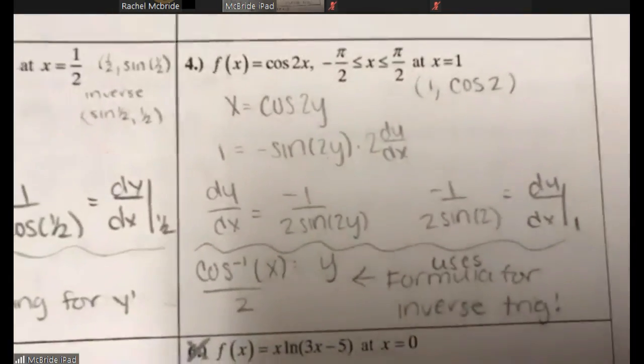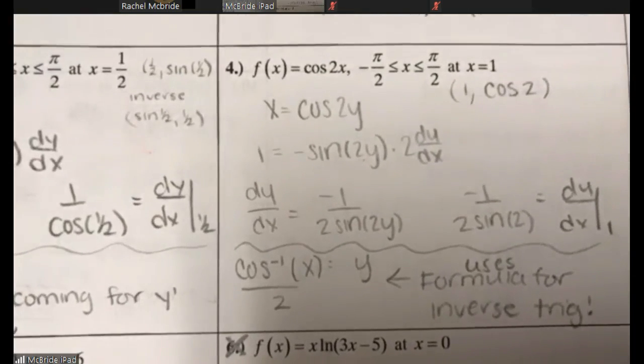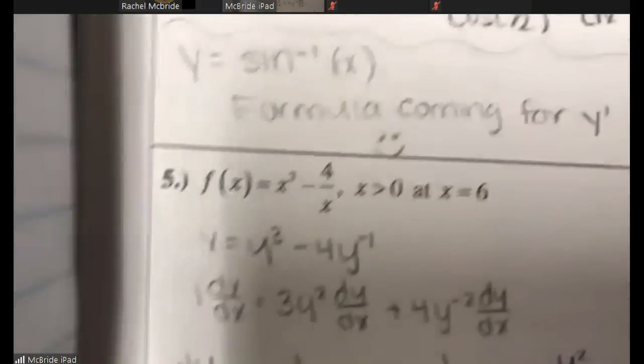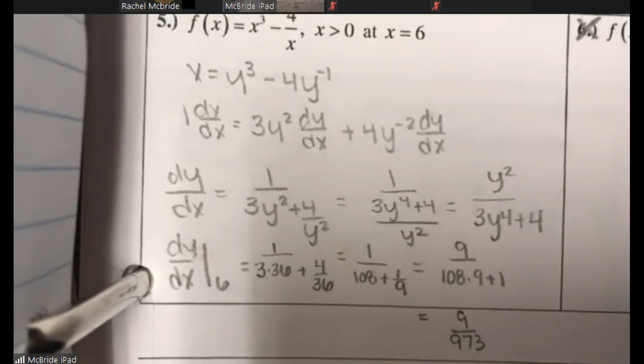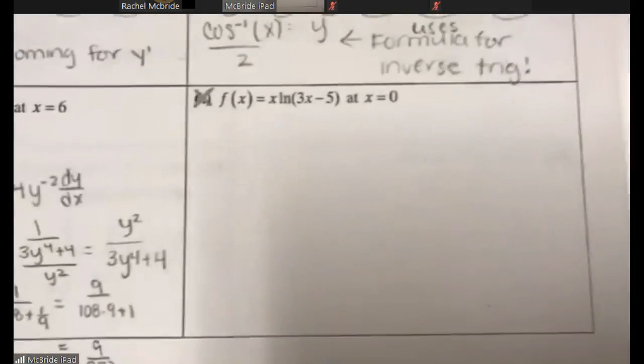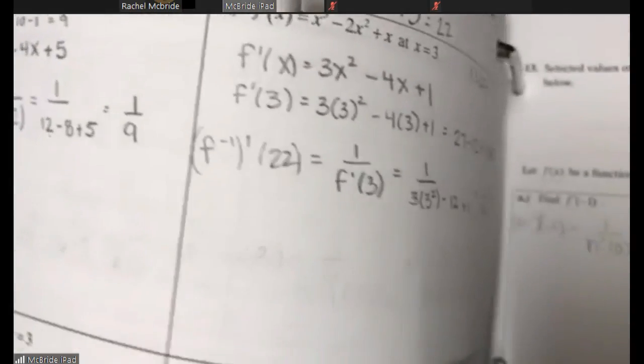Number 4, you should have gotten negative 1 over 2 sine 2. Number 5, you should have gotten 9 over 973. And then, I apologize, I meant to tell you to skip number 6. We are actually learning natural log derivatives this coming week. 7 was 1/9. 8 was 1/16.